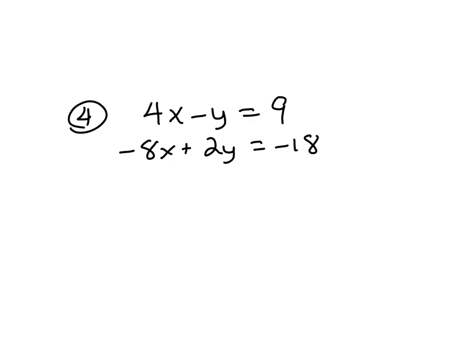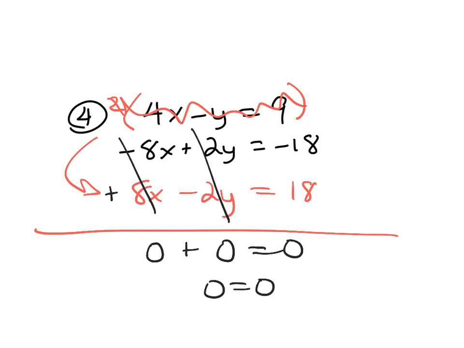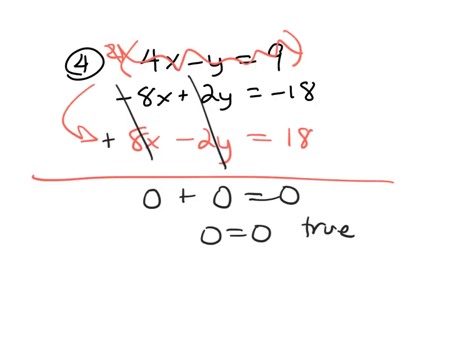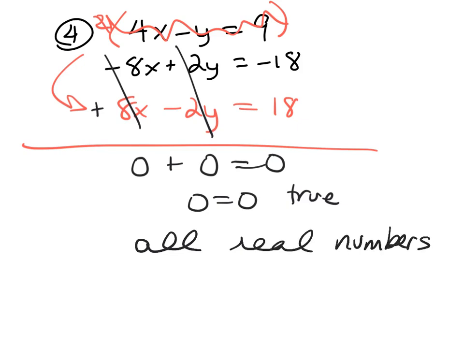it's only 2 unknowns. So what I'm going to do is multiply my first equation by 2. So this will become an 8x minus 2y equals 18. Now when I go to add them, notice everything becomes a 0. So I get 0 equals 0, which is a true statement. So when you get a true statement, then this is all real numbers. You might see it as an R like that, or negative infinity to positive infinity.